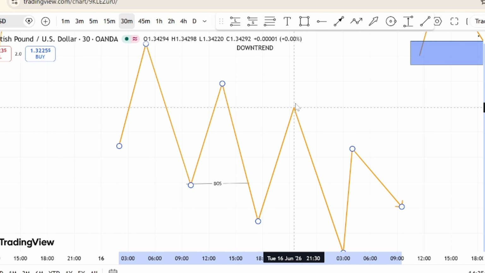And as I'm going to show you, we are going to go to the regroup and I show you the confirmation. So let me first remove this fair value gap and put a better one.